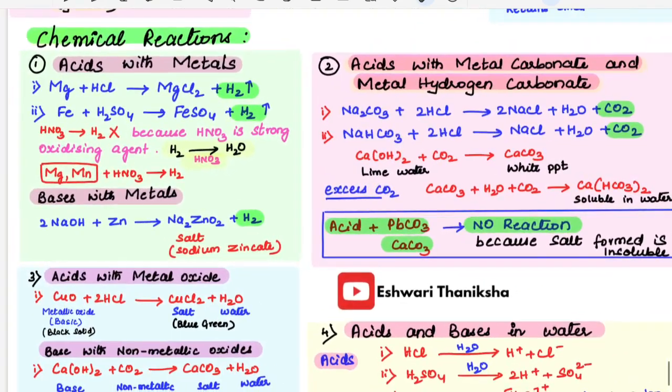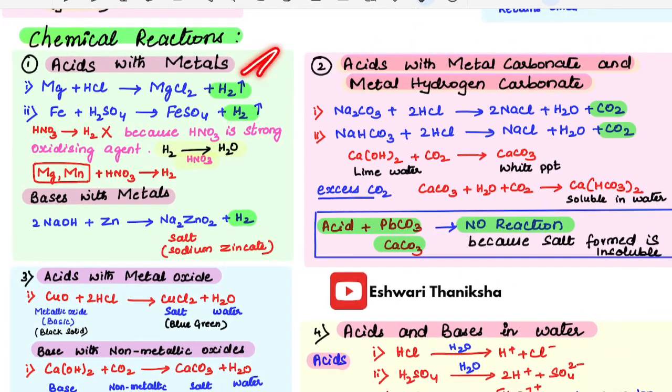And coming to chemical reactions, it is one of the very important questions. The questions can come from the reactions. Acid with metal. Here one thing you have to remember is when acid reacts with metals, hydrogen gas is liberated. In the same way, when bases react with metal, hydrogen gas will be liberated. Remember this. When acids as well as bases react with metal, hydrogen gas is liberated.